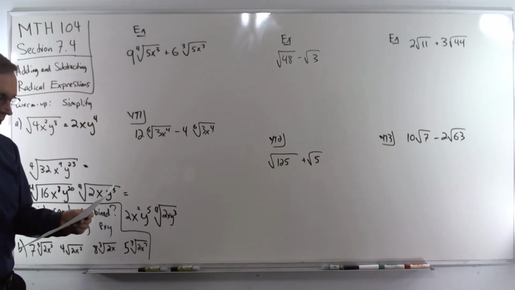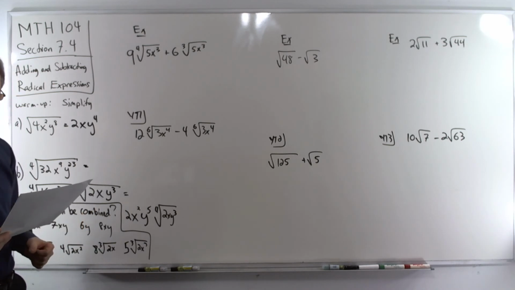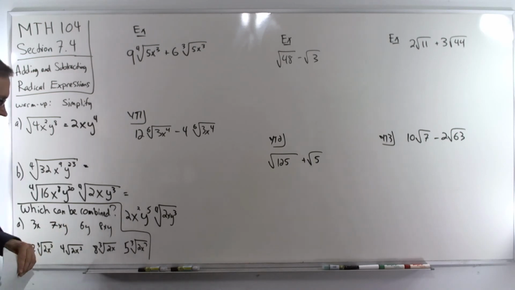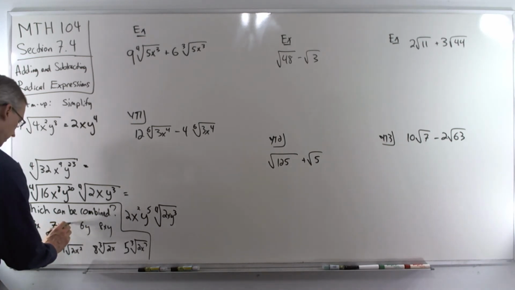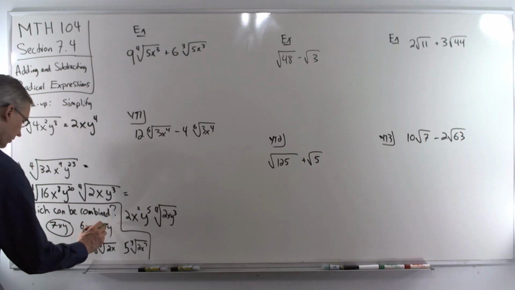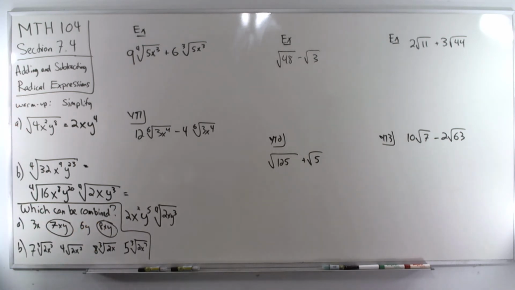Now take a look at the next part, adding and subtracting radical expressions. And we have a list there of terms. Which of the following terms can be added or subtracted? The first list here, where like terms are those where the variable part is exactly the same. The only parts that match are 7xy and 8xy. You've got the matching variable part xy.